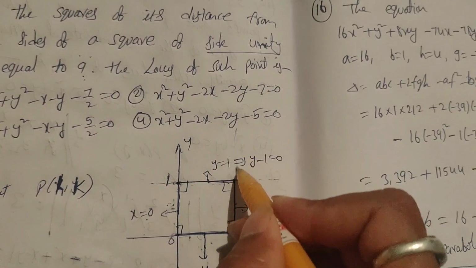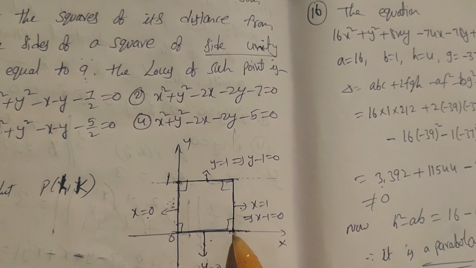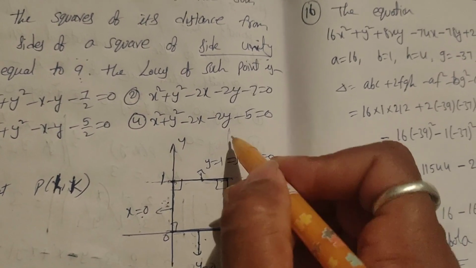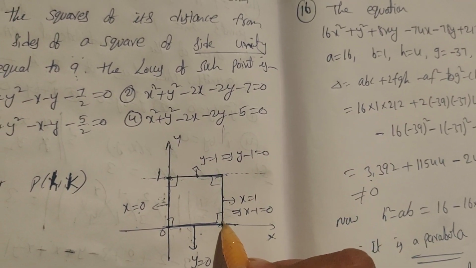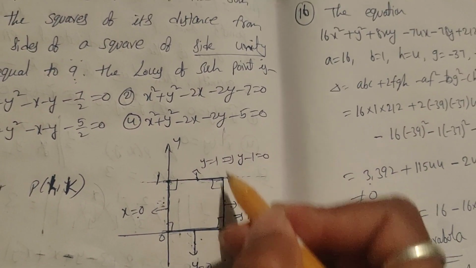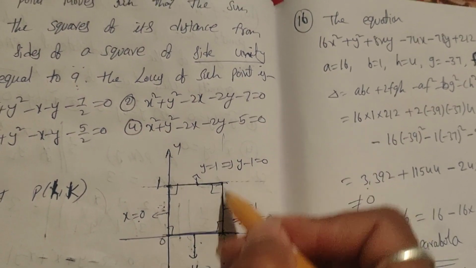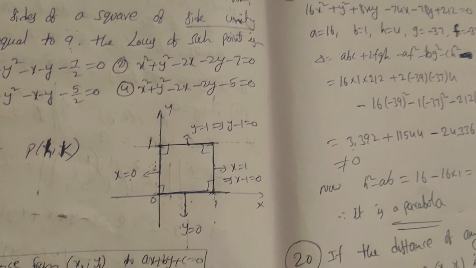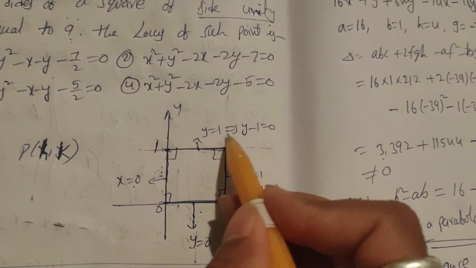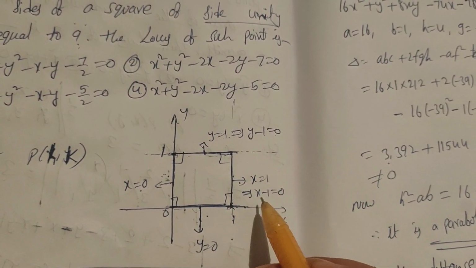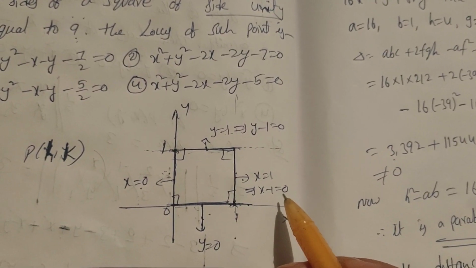So this line is always passing through 1 comma 0 and perpendicular to the x-axis. So this equation is nothing but x is equal to 1. This is parallel to the y-axis and passing through 1 comma 0. That is always x is equal to 1, that line equation. So y is equal to 1 you can write as y minus 1 is equal to 0, and x is equal to 1 you can write as x minus 1 is equal to 0.